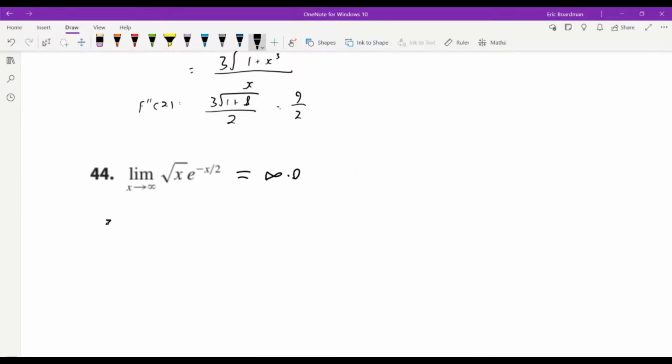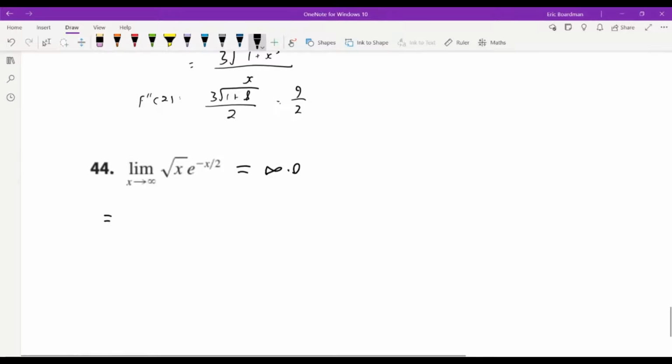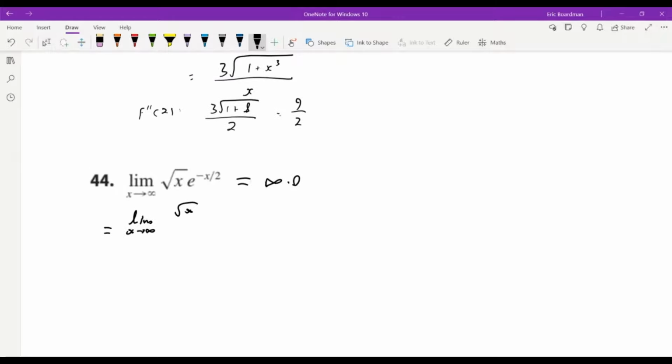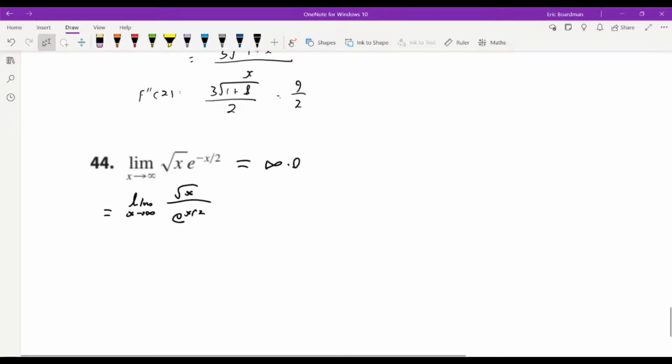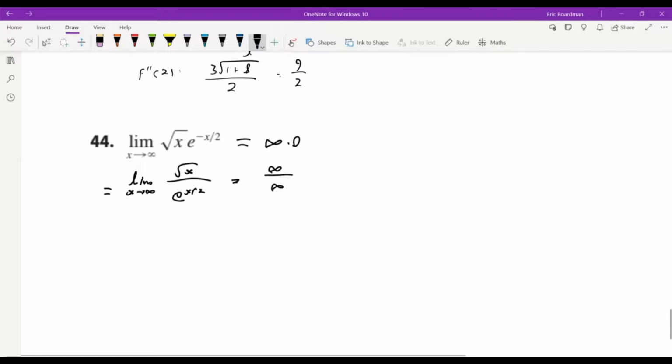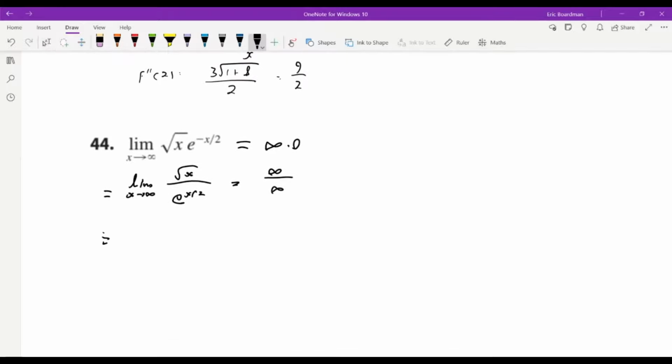So I'm going to put e to the negative x over 2 in the denominator, because that's just going to become e to the x over 2 when you put it in the denominator. So this is just the limit as x goes to infinity of square root of x over e to the x over 2. And this is going to go towards infinity over infinity, since e to the infinity is just infinity. And then we can take the derivative now of both the top and the bottom.